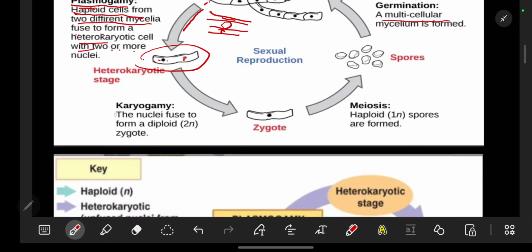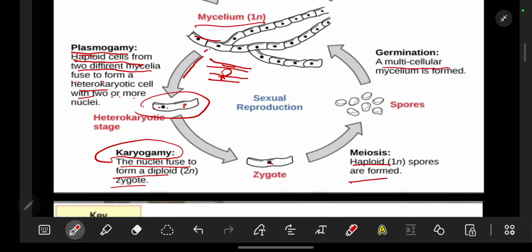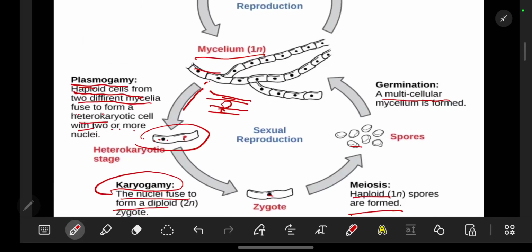After that, there will be karyogamy. Karyogamy is where the nuclei fuse to form a diploid zygote. So we have just one nucleus, they have fused together like that. Then we are going to have meiosis, in which from zygotes the haploid spores are formed, which are genetically different. Then when the haploids form, there will be germination to form mycelium. Remember, mycelium, a lot of hyphae, like that.